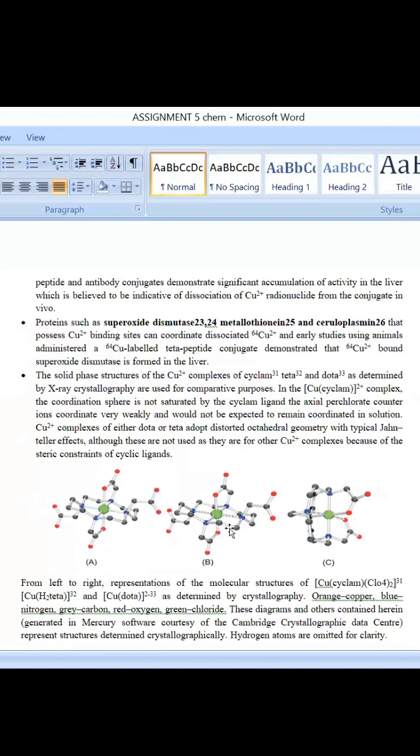From left to right, representation of the molecular structures of Cu cyclium ClO4, axial perchlorate counterions. This is the structure of Cu cyclium ClO4 231. The B figure shows the structure of CuH2 theta 32, and the C structure shows the structure of Cu beta 233 as determined by crystallography. Orange is copper, blue nitrogen, gray carbon, red oxygen, green chlorine. These diagrams and others contained here were generated in Mercury software.